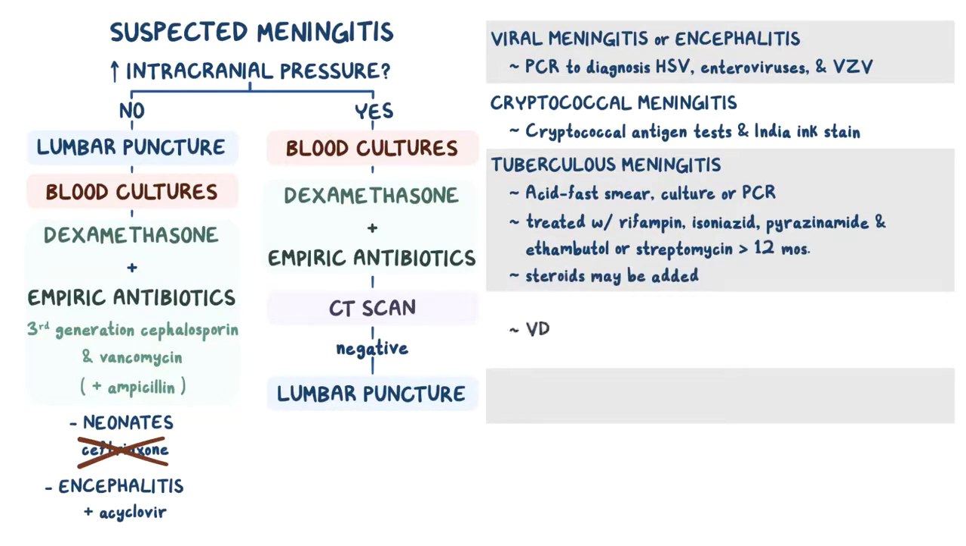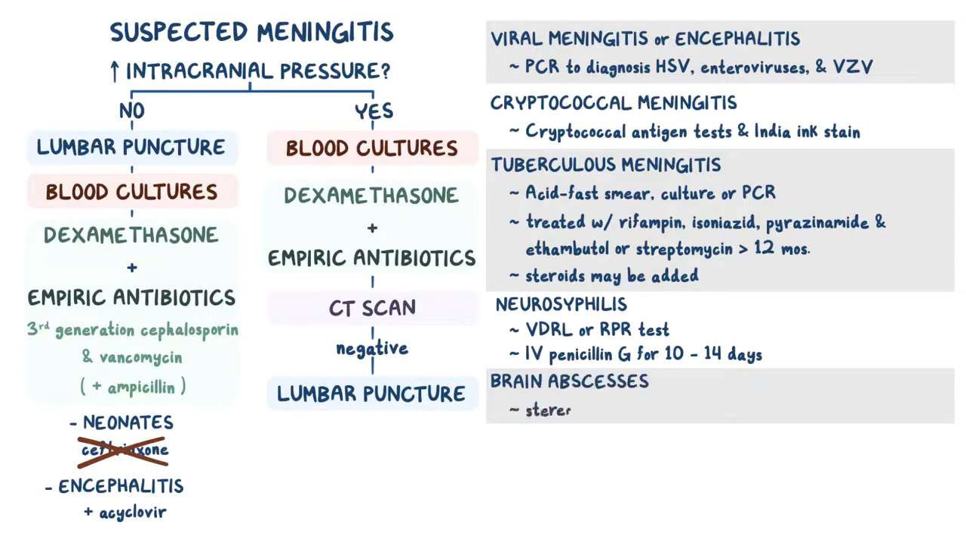A venereal disease research laboratory or rapid plasma reagent test can be done to confirm suspected neurosyphilis, which is treated with intravenous penicillin G for 10 to 14 days. As for brain abscesses, stereotactic needle aspiration and prolonged antibiotic therapy is often necessary.